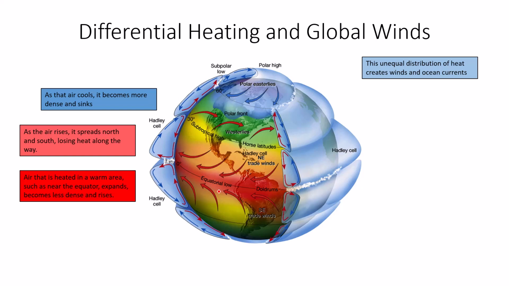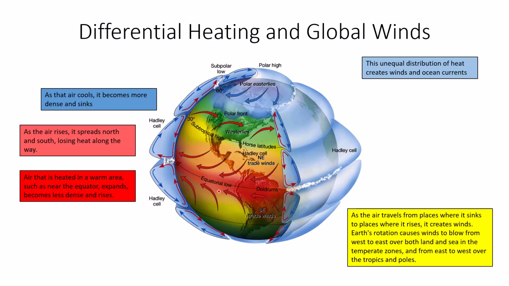As it cools, it becomes more dense and therefore sinks back closer to the Earth's surface. And as the air travels from places where it sinks to places where it rises, it creates wind. Wind is just air moving from an area of high pressure to an area of low pressure. As the Earth's air increases in temperature, it becomes less dense, and as it decreases in temperature, it becomes more dense. And so as air becomes more and less dense, it becomes more highly pressurized and lower in terms of air pressure, and so it moves from place to place, creating this wind.